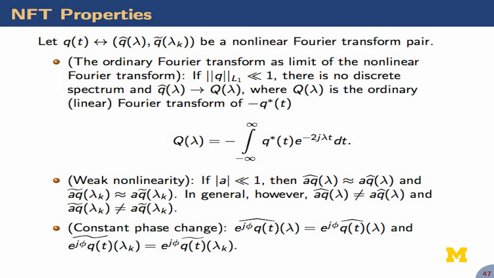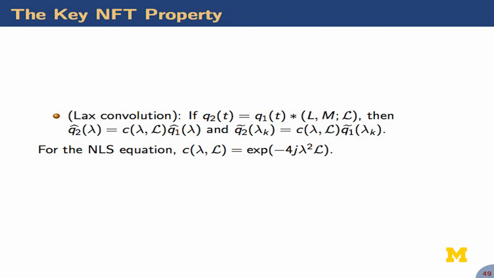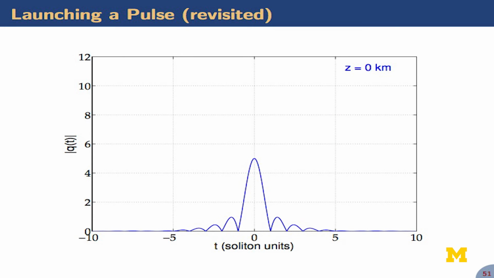So the nonlinear Fourier transform has all kinds of cool properties, which we'll skip over, you know, Parseval identities and things like that, okay? It's relatively straightforward to show these things. But the main thing is this. If Q2 is Q1 with some kind of Lax convolution, then the output spectrum is just equal to the input spectrum times a filter, this quadratic phase filter. So the input and output spectra are preserved.